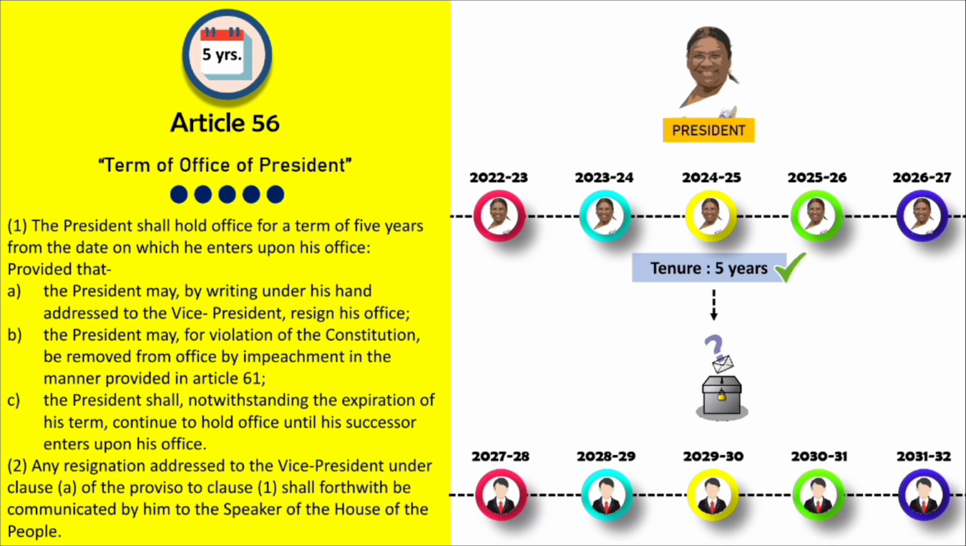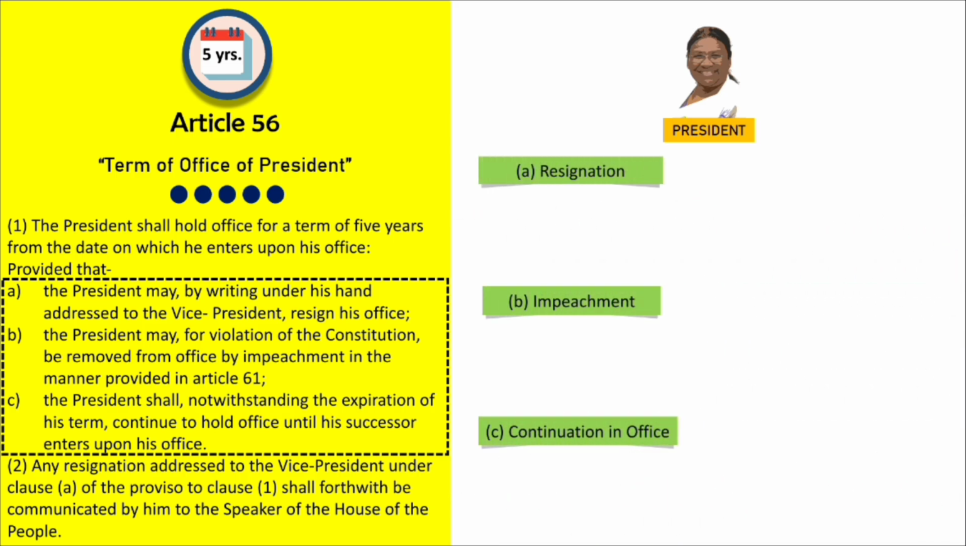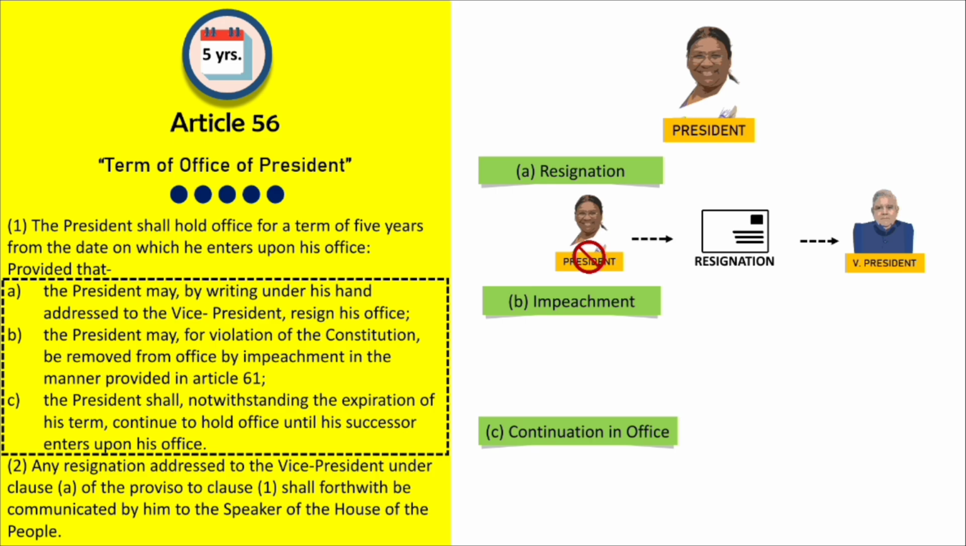Okay? Now these three subclauses of the first clause explain three important points about the President of India. That is their resignation, impeachment and continuation in office. According to subclause A, the President of India can resign from their post by writing a resignation letter to the Vice President of India. See, there might be several reasons where the president resigns voluntarily, such as for personal reasons like health issues, political reasons, or under pressure from political parties, right?